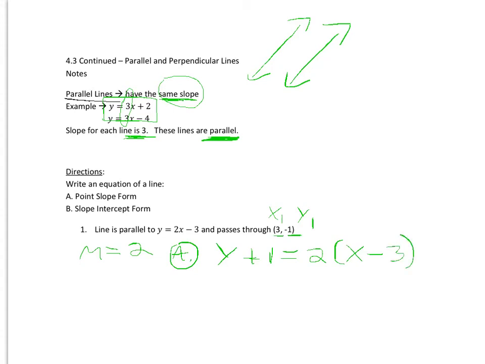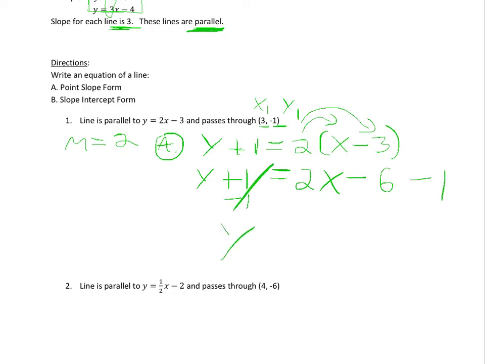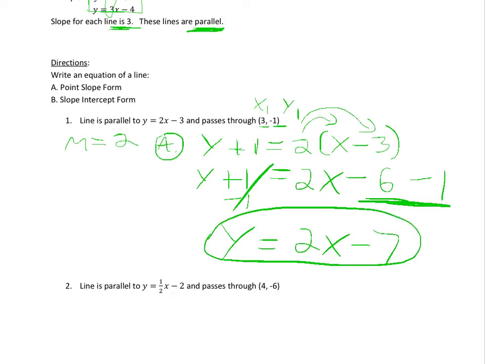So that's part A, and then to get it in slope-intercept form, I want to solve for y. Let's move up so we can see the work. First thing, we distribute this 2, so I'm going to have 2x. Then 2 times negative 3 is negative 6. On the left side, I just bring down the y plus 1. Then to get y by itself, I subtract 1 from both sides, and we have our line: y equals 2x, and negative 6 minus 1 is negative 7, and there's our answer. So you see my slope is 2, the y-intercept is negative 7, and there it is right there.